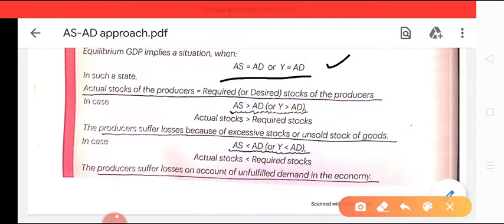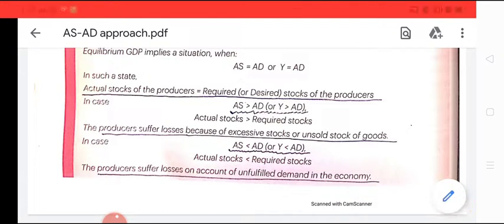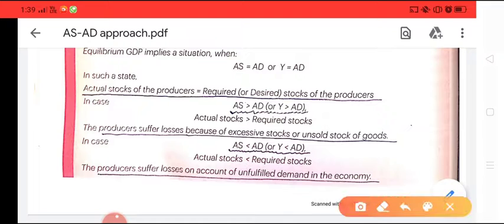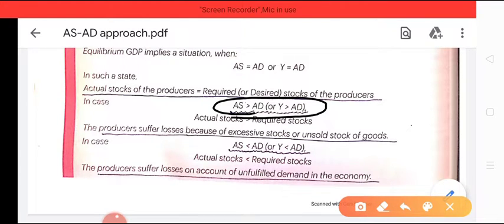Secondly, in this case of equilibrium, actual production will be equal to actual demand. But in case it happens differently, see here, if aggregate supply is more than aggregate demand, what will happen? It means income is more than aggregate demand. Here, producers will have to suffer losses, the reason being that supply is more and excessive stocks of unsold goods will accumulate.